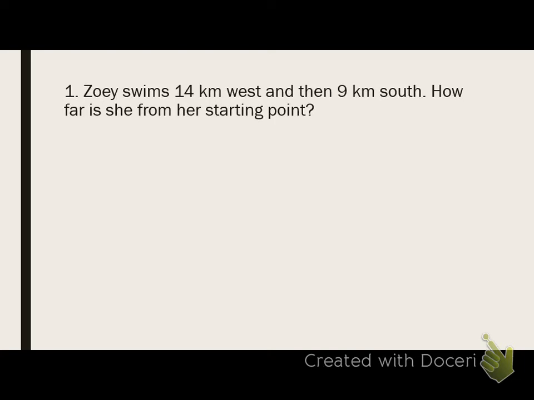So this one, we have Zoe. Swims 14 kilometers west and then 9 kilometers south. How far is she from her starting point? So we want everything to end up looking like a right triangle. So you can already have a right triangle drawn, or you can be particular for the west and the south. Depends on what you want to do.